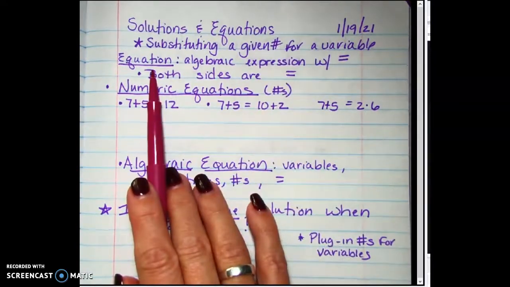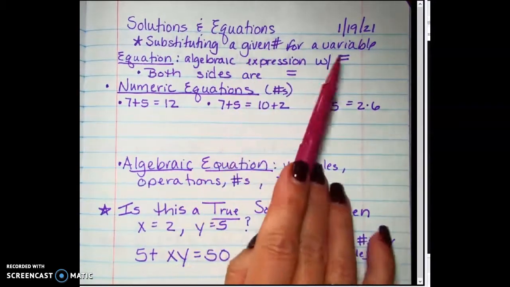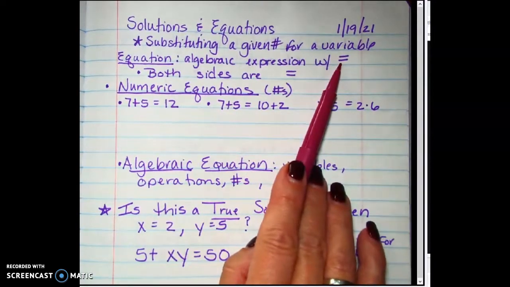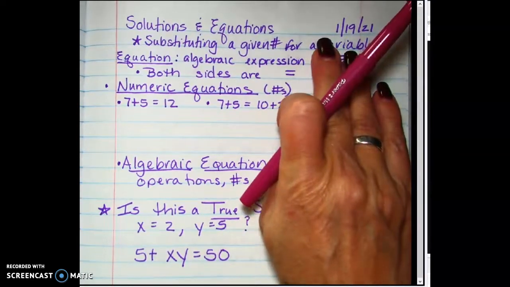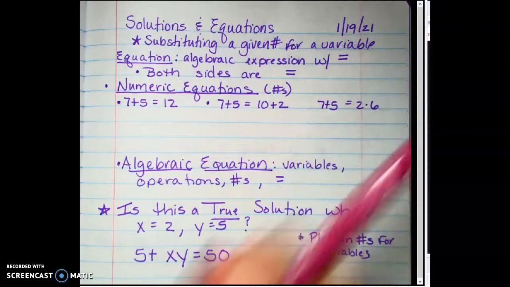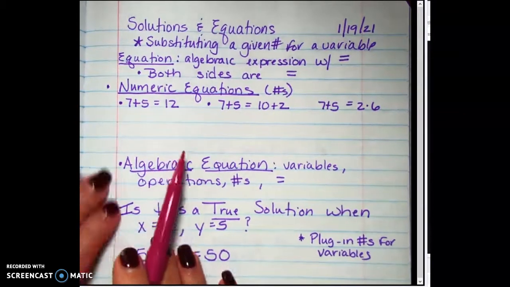First off, an equation. What is an equation? It's an algebraic expression with an equal sign. So an algebraic expression has no equal sign, but an equation does. Both sides of the equal sign are equal. So let's take a look at what that kind of looks like.